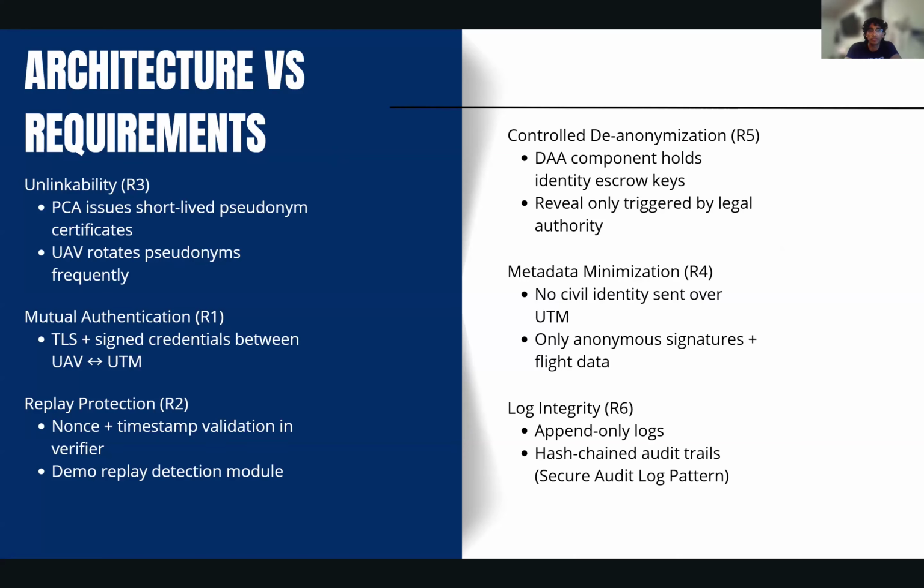Controlled de-anonymization through DAA reveals identity only with legal authority. We have metadata minimization, which ensures no civil identity crosses UTM networks, only the anonymous signatures. Then we have log integrity, which uses hash-chained append-only audit trails, as I mentioned earlier. And then each of these components directly addresses a security or privacy requirement with comprehensive threat coverage. So that wraps it up for me, and Shareth will take over the last part.